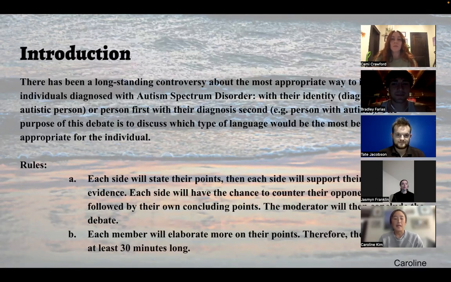So there has been a long-standing controversy about the most appropriate way to identify individuals diagnosed with autism spectrum disorder with their identity or diagnosis first. For example, identifying someone as an autistic person, or person first with their diagnosis second. For an example, identifying them as person with autism. The purpose of this debate is to discuss which type of language will be the most beneficial and appropriate for the individual.